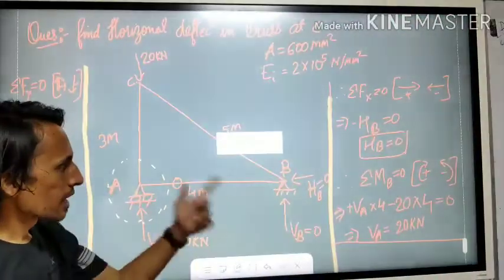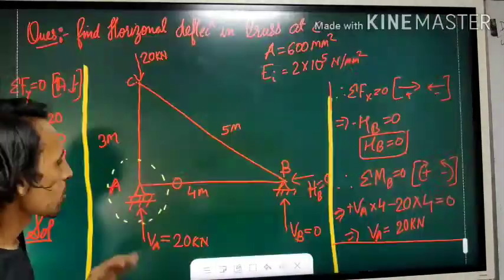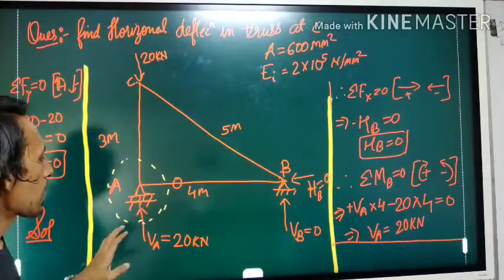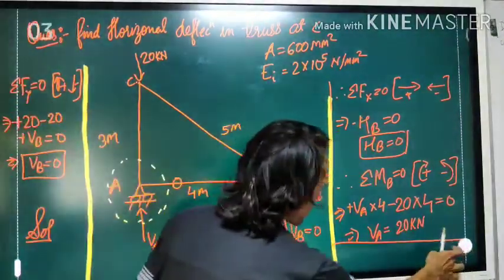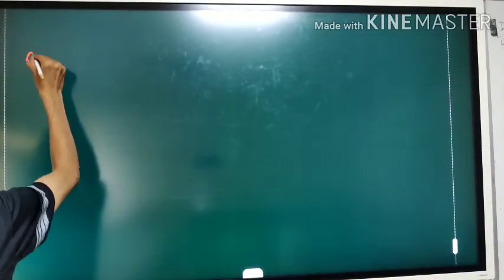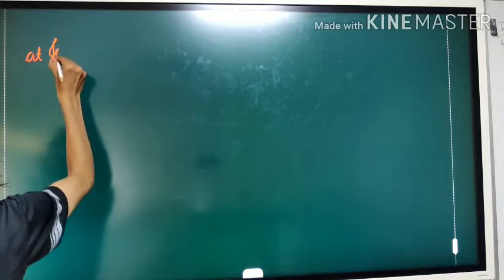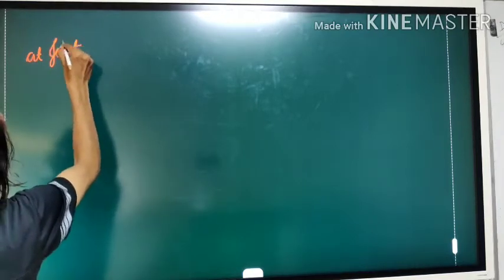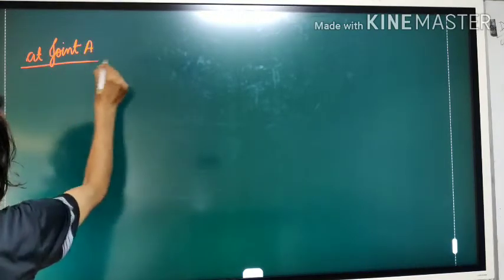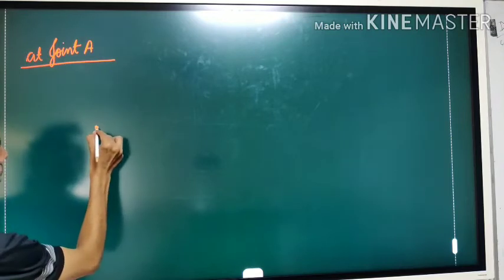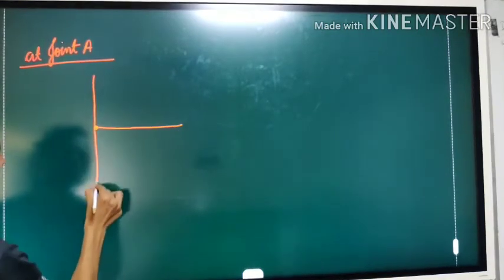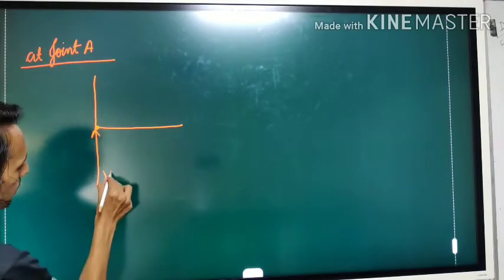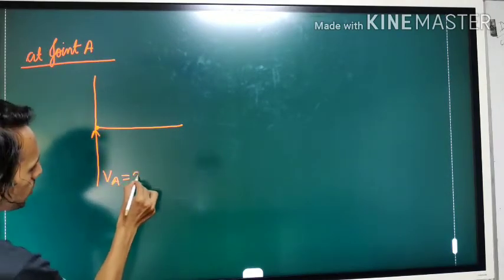Now I will start solving. So from where I can solve? I can start from the joint A. So let's start. At joint A, what is the condition at joint A? At A, the system is like this. Here VA is there, its value is 20 kilonewton.